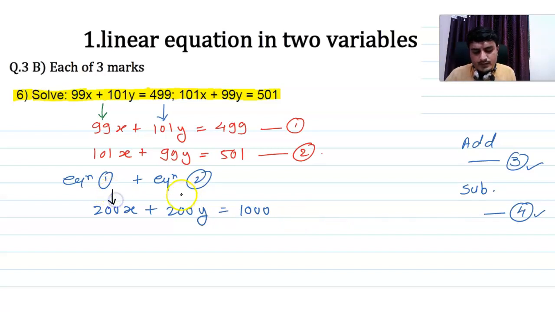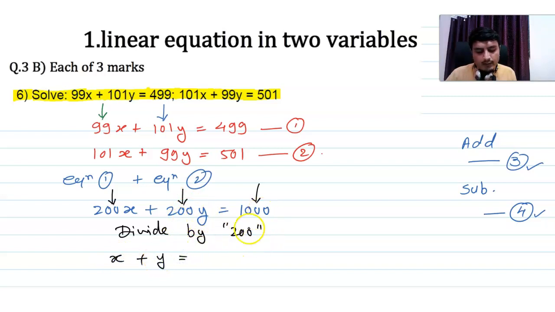Look firstly at the coefficients. The coefficient of variable x is 200, y is 200, while the constant is 1000. All are divisible by 200. So first of all, divide the equation throughout by 200. We get 200x divided by 200 is x only, plus 200y divided by 200, the 200s cancel, we remain with y, and 1000 divided by 200 we have 5. Call it equation number 3.